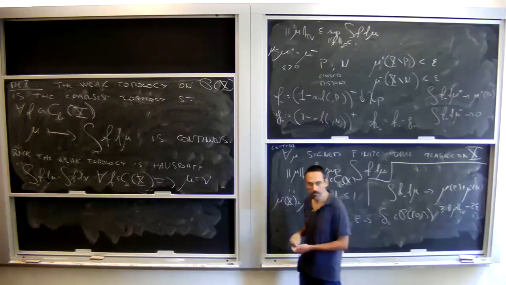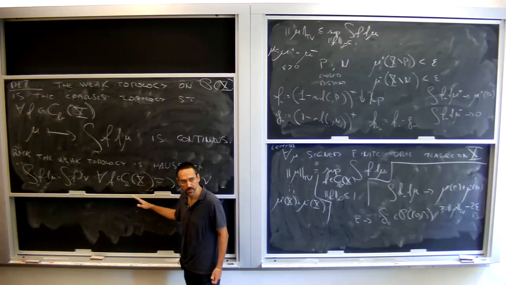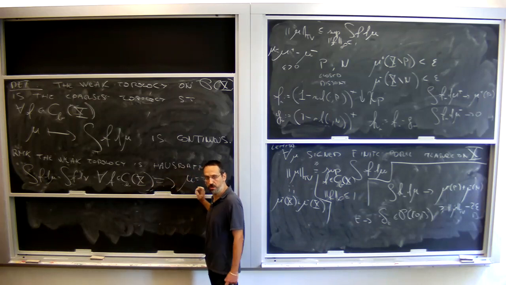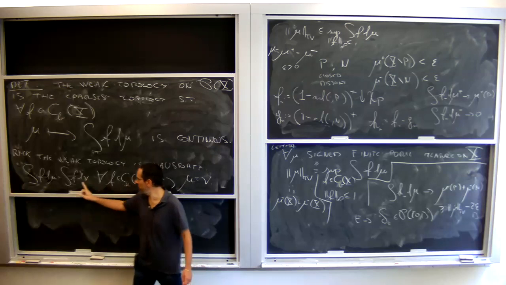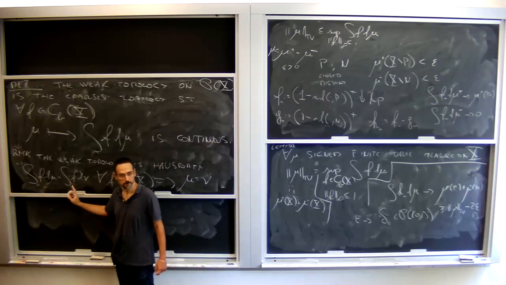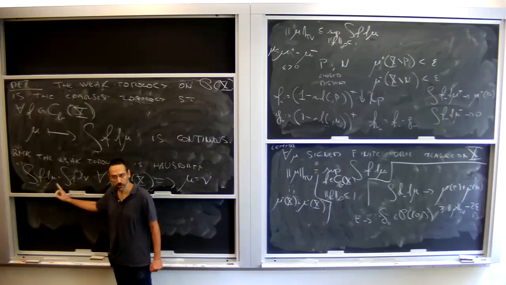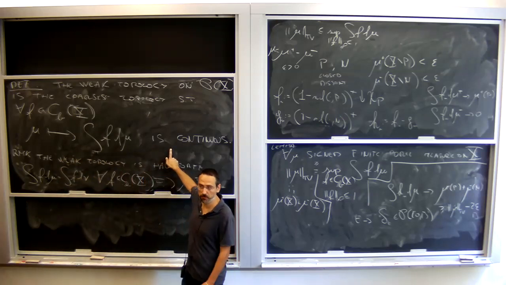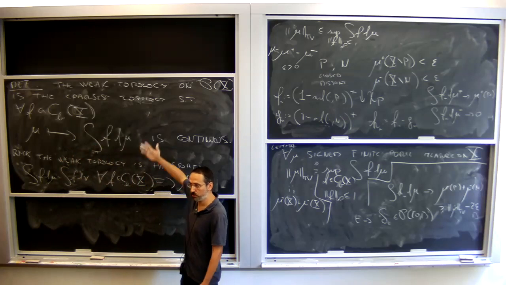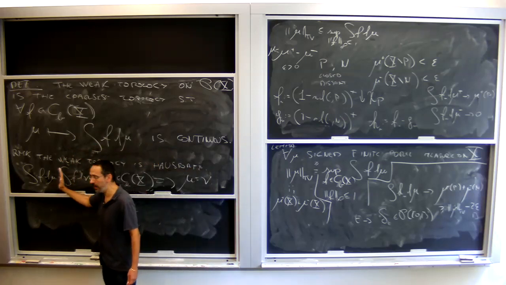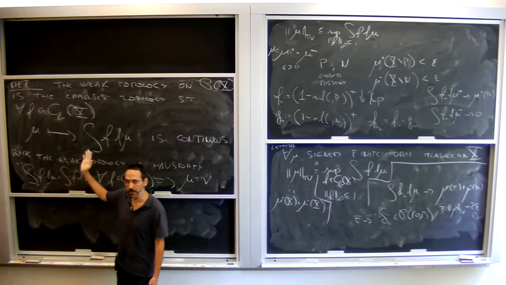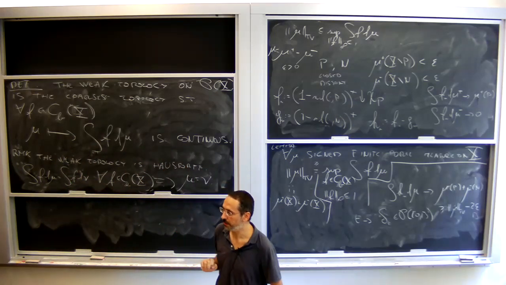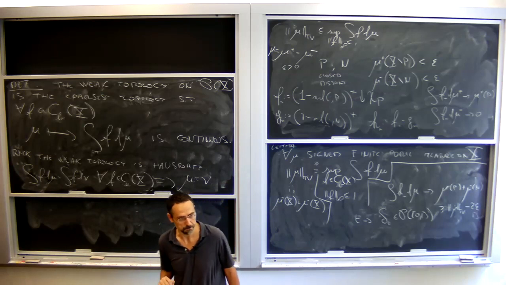Do you agree? Because if that's the case, it means that as soon as you have two measures that are different, you can find a continuous function for which these two values are different. That continuous function induces a function which is continuous on the space of measures. You take the midpoint of the value, and that gives you the pre-images of the two half lines which separate the two measures. Okay.